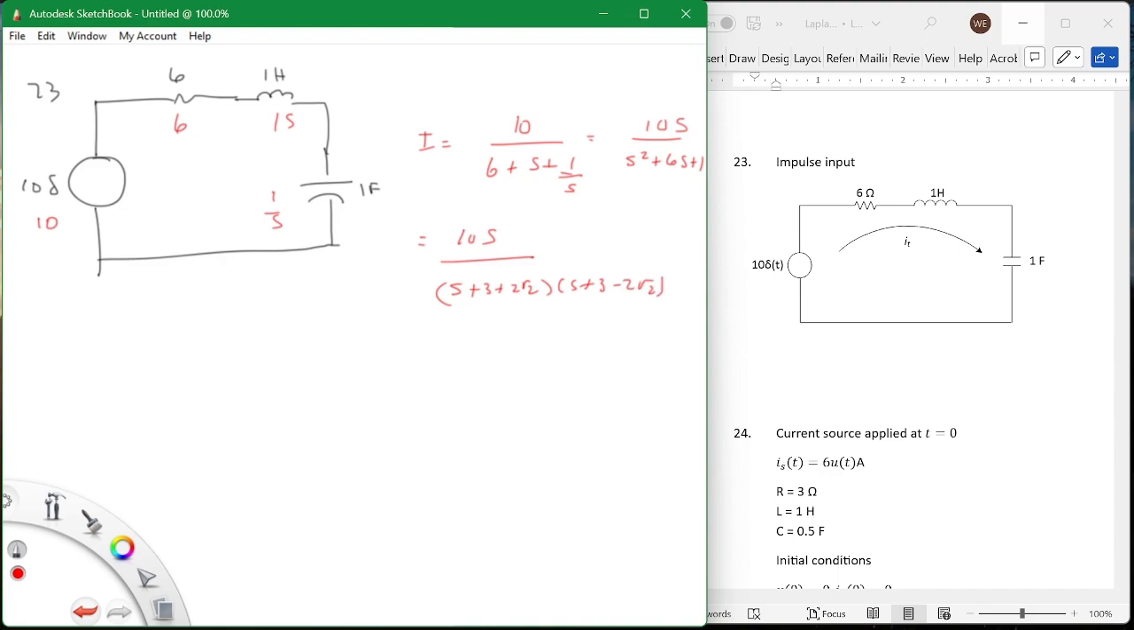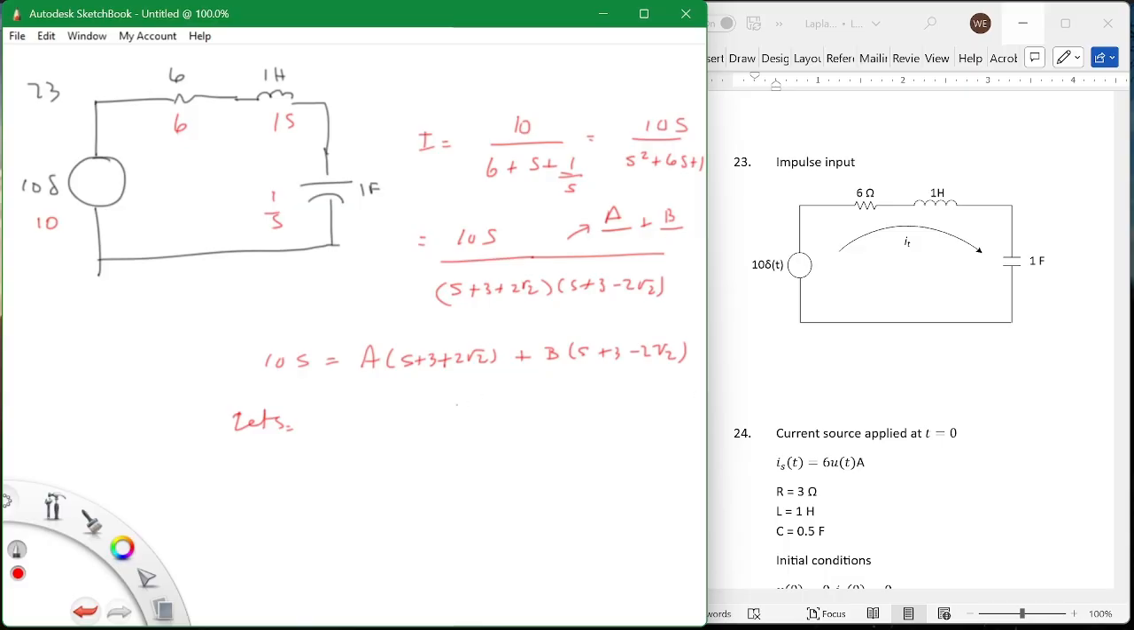Okay, so now how do you factor this? Easy. 10s is equal to a over (s plus 3 plus 2 square root of 2) plus b over (s plus 3 minus 2 square root of 2). So this factors into a over something plus b over something else, and these are the two factors. I didn't write them out, but that's what it is: s plus 3 plus 2 square root of 2, s plus 3 minus 2 square root of 2.